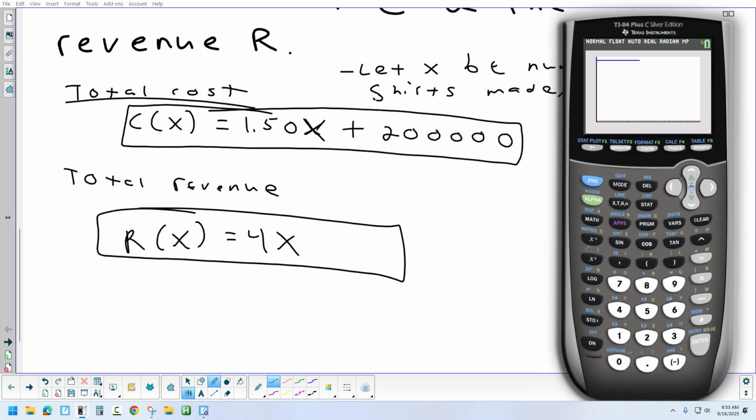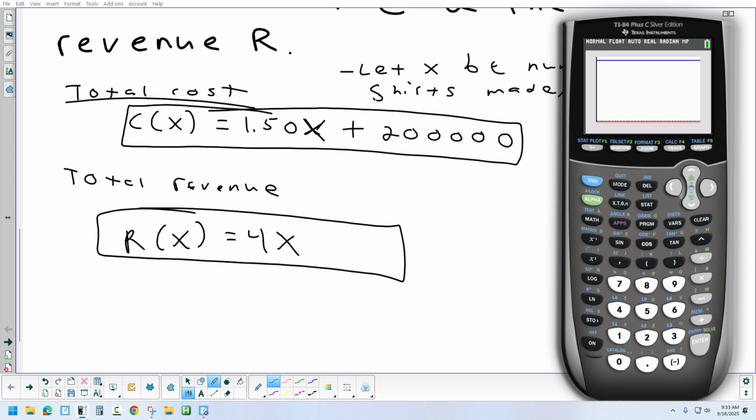Okay, so there's my line at 210,000. And there's my, well, it's not really a line. That's my costs, and that's my revenue. Okay, any thoughts on that graph? Yeah, it's not a complete graph. How come? What do you think we need to do?